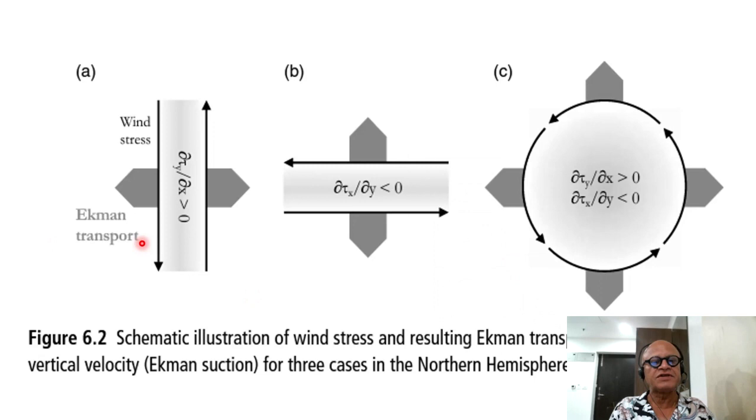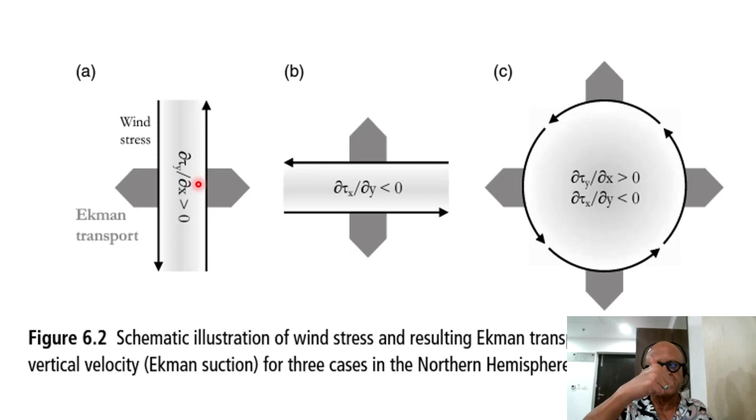Obviously, if you have ∂τy/∂x greater than zero, so wind stress is southerly here, northerly here, and this is the x direction, going from negative to positive, so the zonal derivative of meridional winds is positive, that will produce an Ekman divergence near the surface, which means the vertical transport will be Ekman suction, so it will be in the positive direction. You can also do it as wind stress curl here and get the thumb going out of the page.